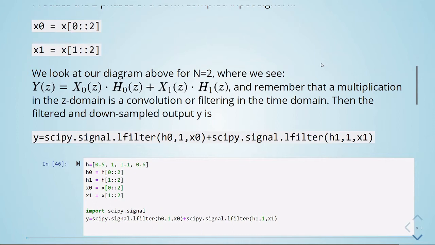Then if we remember that multiplication in the Z domain is a convolution in the time domain, then the filtered and downsampled output will be given by this. We can use the SciPy signal lfilter. So here we are filtering X0 with H0 plus filtering X1 with H1.